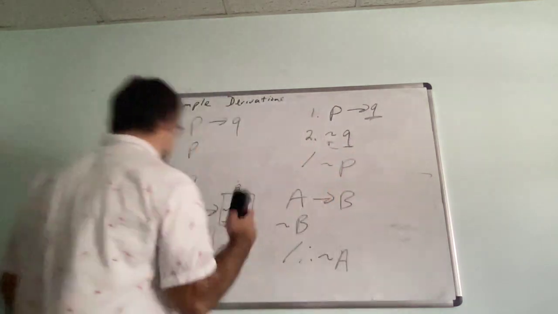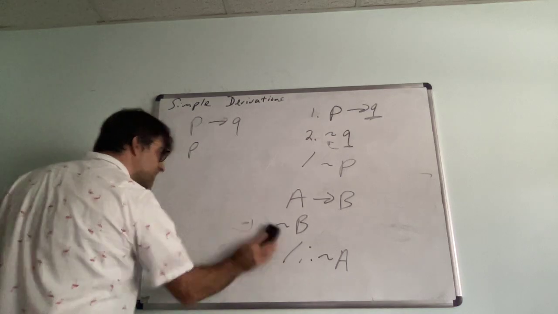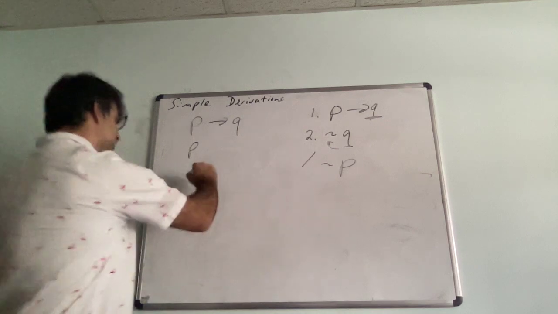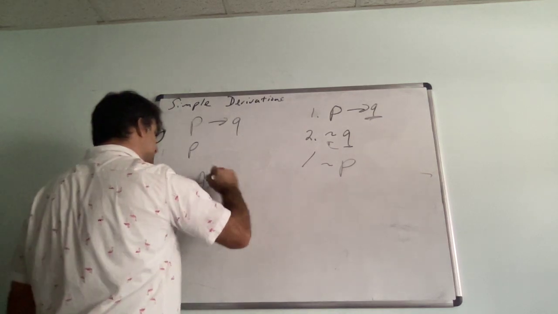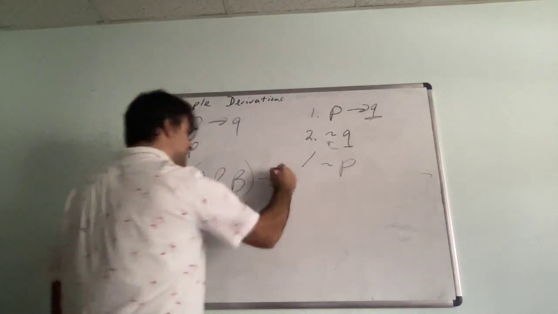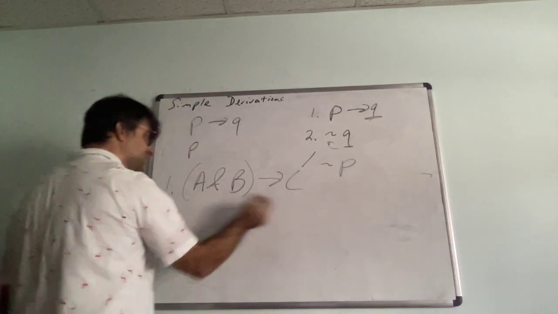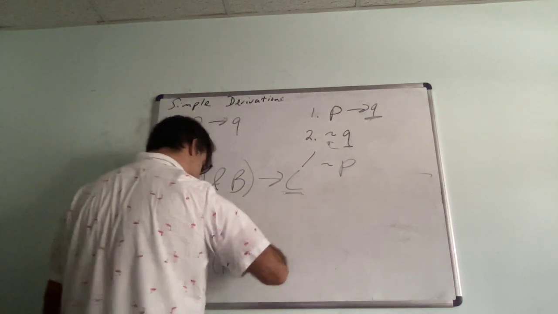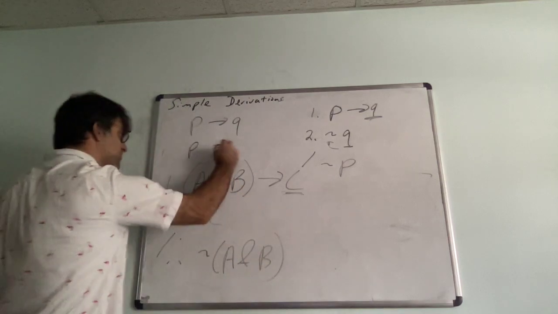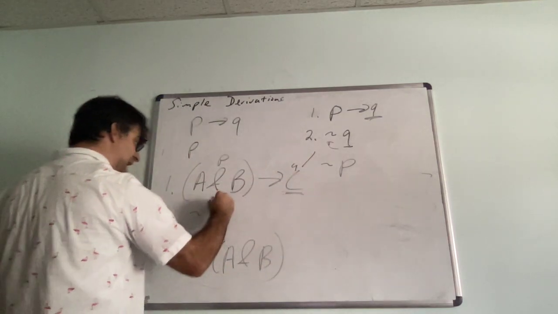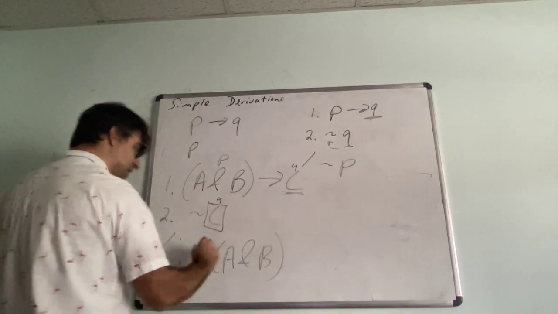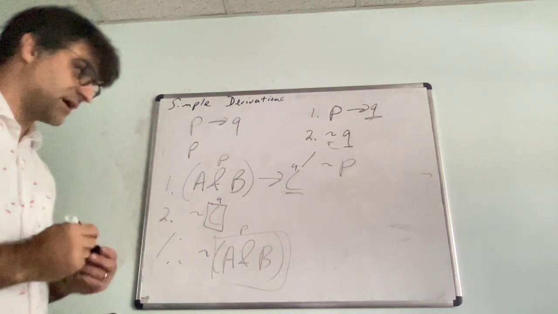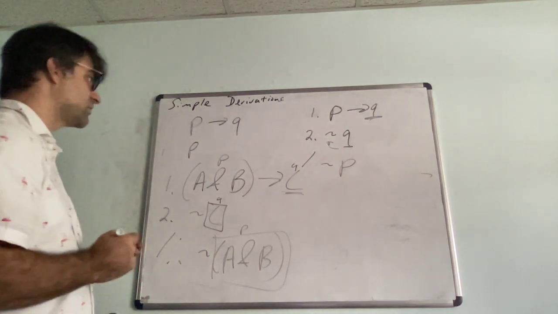Modus tollens works, again, if you have compound propositions. How about A and B implies C? Your second premise would be not C, the negated consequent, therefore not the antecedent: A and B are not both true. Here's your P, here's your Q, here's your not Q, and here's your not P. Markers are having a little rough time today, but that's clear enough.